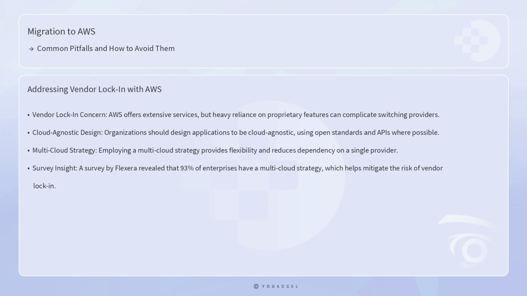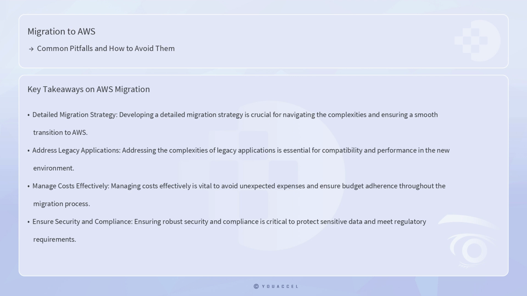In conclusion, migrating to AWS offers significant benefits, but also presents several common pitfalls that organizations must navigate carefully. Developing a detailed migration strategy, addressing the complexities of legacy applications, managing costs effectively, ensuring robust security and compliance, validating data integrity, optimizing performance, and avoiding vendor lock-in are critical steps to a successful migration. By leveraging AWS services and best practices, organizations can minimize risks and maximize the advantages of their cloud journey.